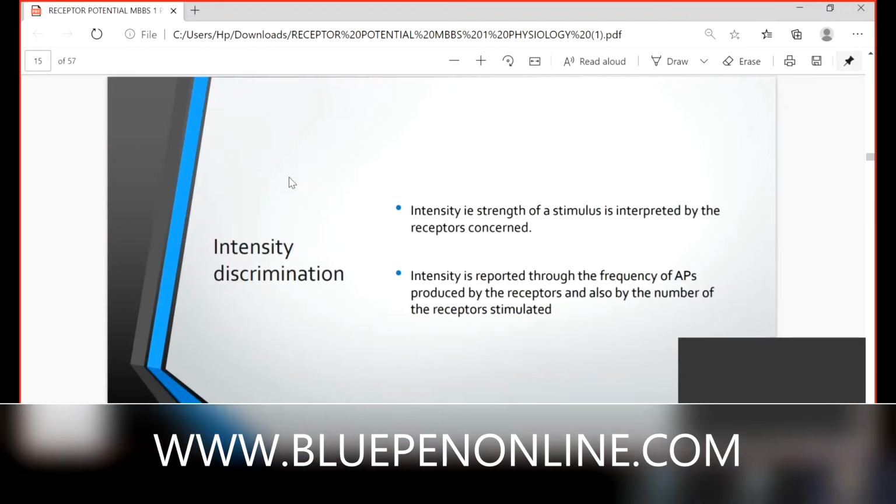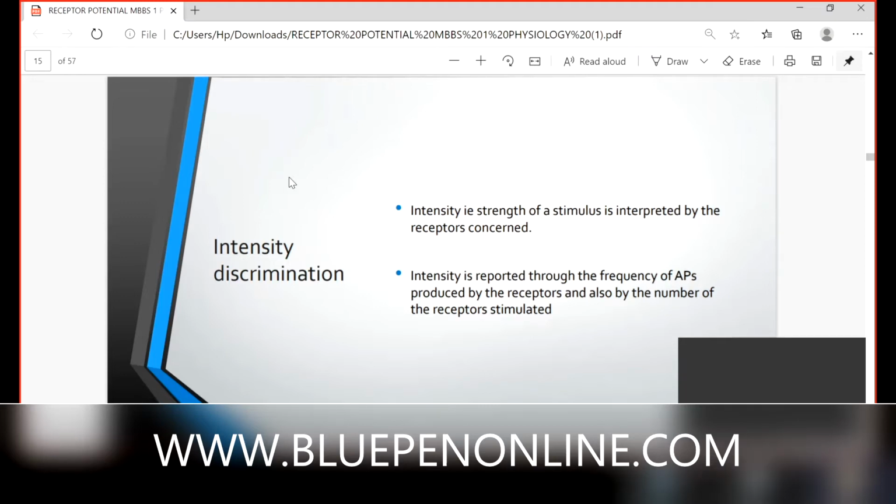Next is intensity discrimination. That is, the intensity or the strength of a stimulus is interpreted by the receptors concerned. The receptors can interpret whether it is strong or weak. All these can be interpreted by the receptors. That is another property of receptors.